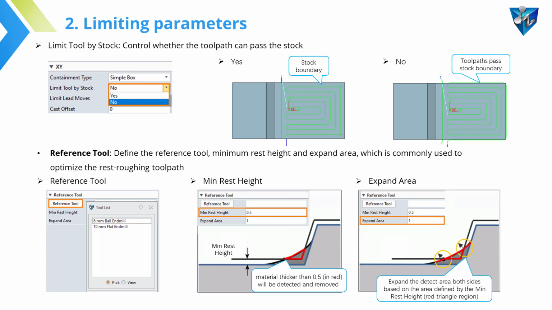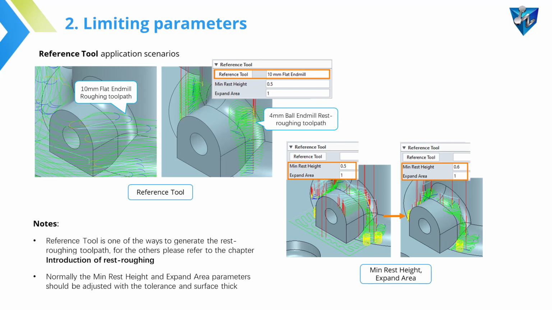Theoretically, when generating a rest roughing toolpath, ZW3D will detect the rest material when the material is thicker than the specified value. Here it is 0.5. The material highlighted in red will be detected and removed, and the expand area will expand the detect area on both sides based on the area defined by the mid-rest height, highlighted in the red triangle region. And these are some application scenarios of the reference tool, mid-rest height and expand area parameters.